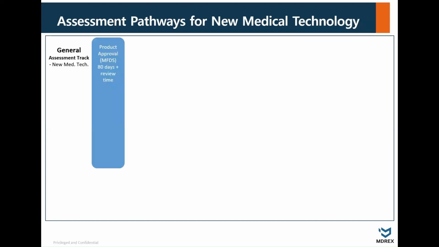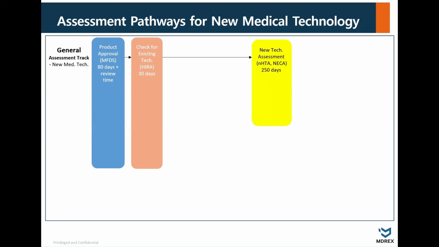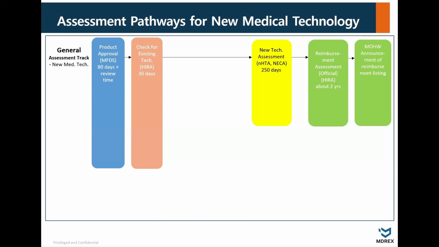Product approval by MFDS, HERA's checking on existing technology or not. And finally, an HTA by NECA, followed by reimbursement assessment by HERA after all. If NECA's HTA is not successfully passed, the target technology cannot move forward to reimbursement listing, but is listed as a developing technology, which is not eligible for reimbursement.